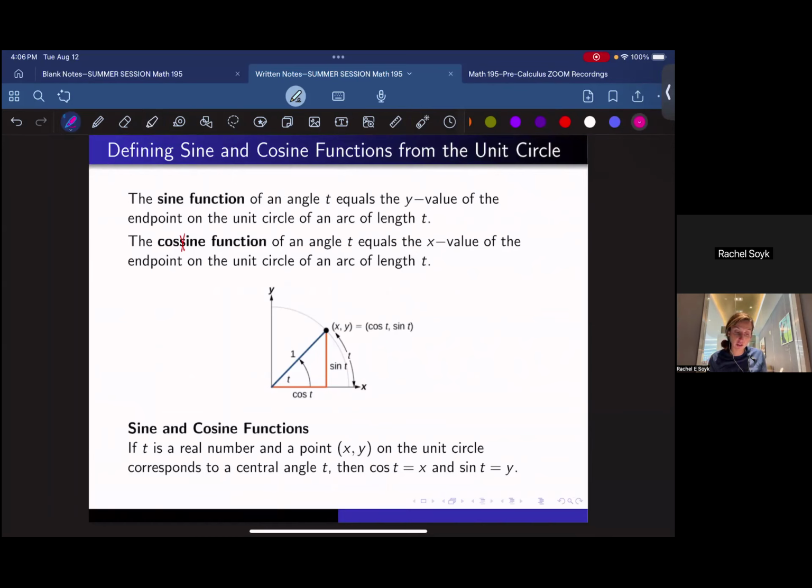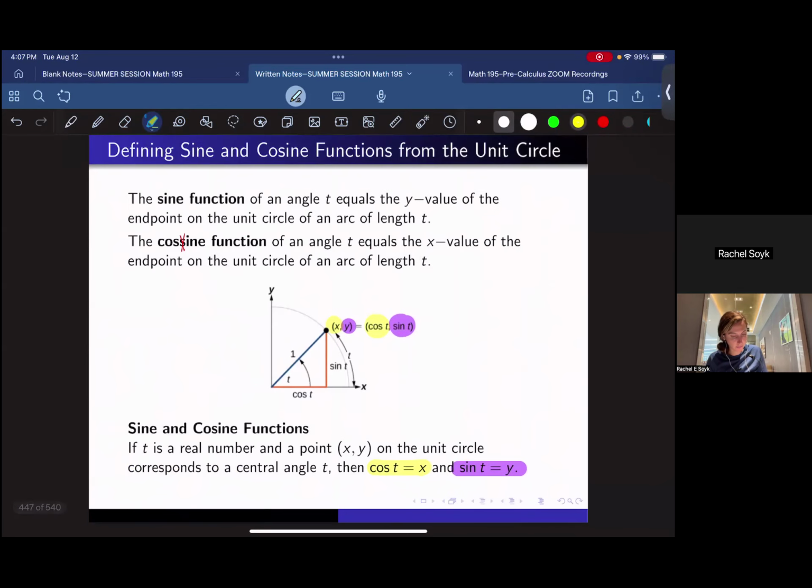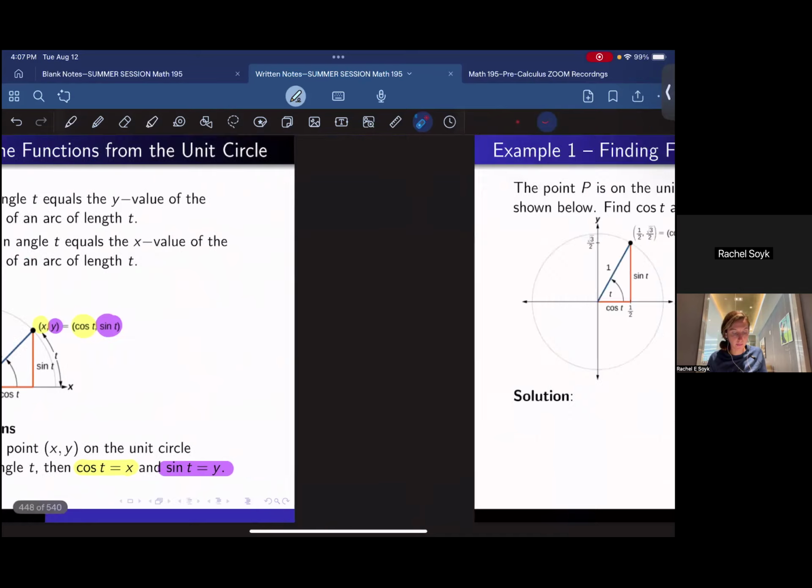Our sine function of an angle t represents the y value, whereas our cosine function of an angle t represents the x. In other words, x is cosine t, y is sine t. And I'll color coordinate for you guys. We'll make our x and cosine t yellow and our y and sine t purple.